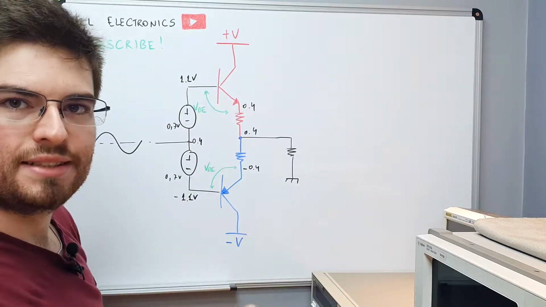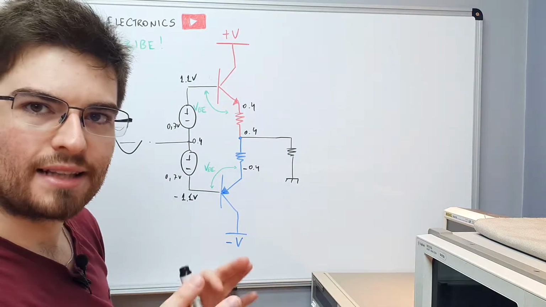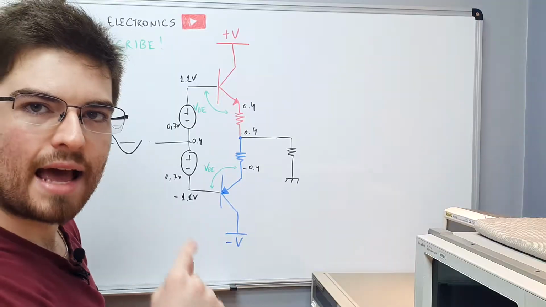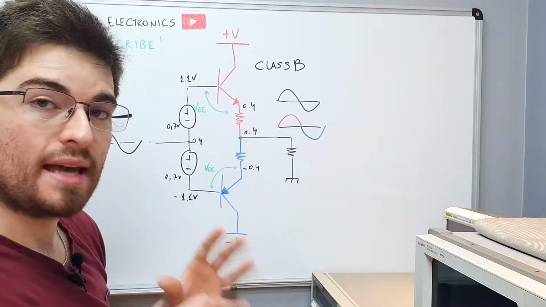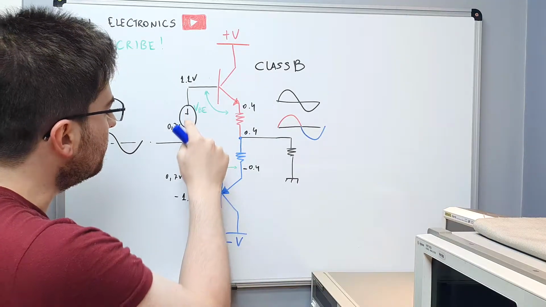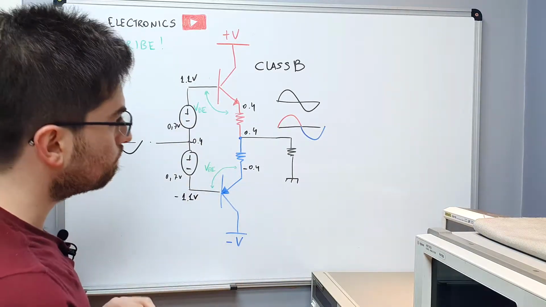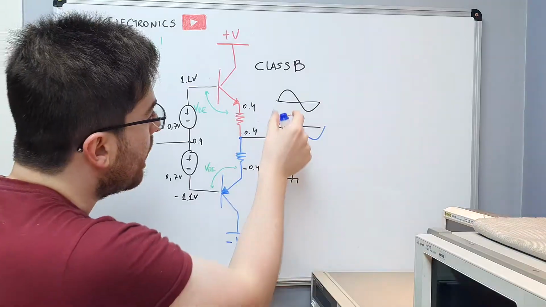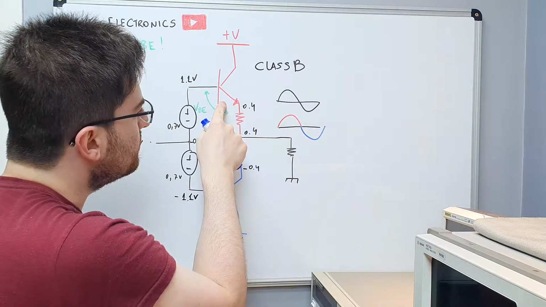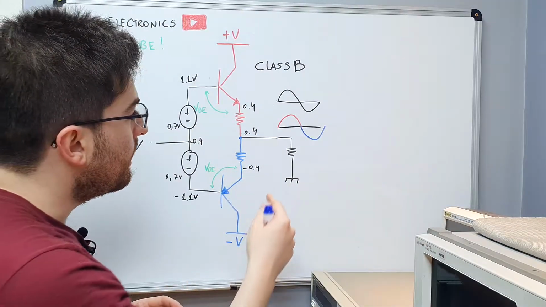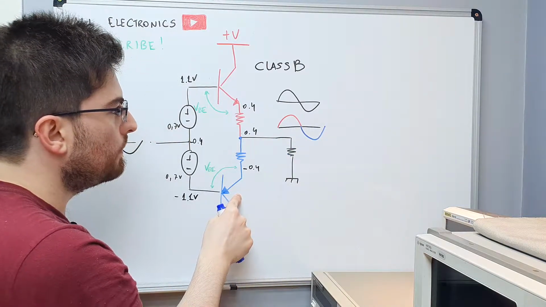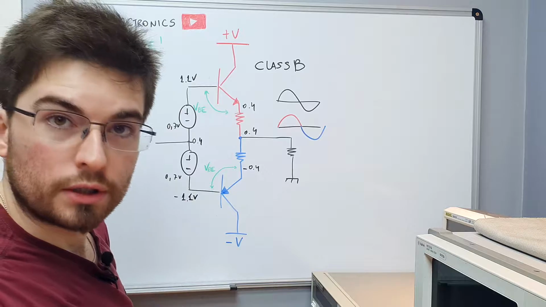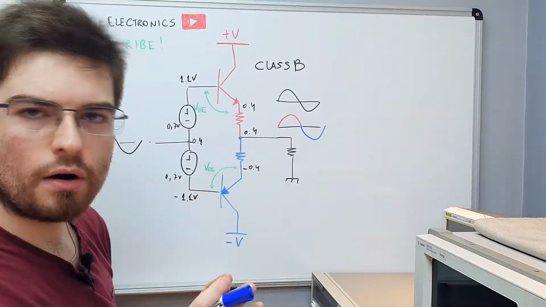The name of this class of operation is class B. This is class B of operation. In class B we are compensating the VBE drop with these power supplies here. So now for half the cycle, the NPN transistor will do the work, and for the other half of the cycle, the PNP transistor will do the work. This is class B of operation.